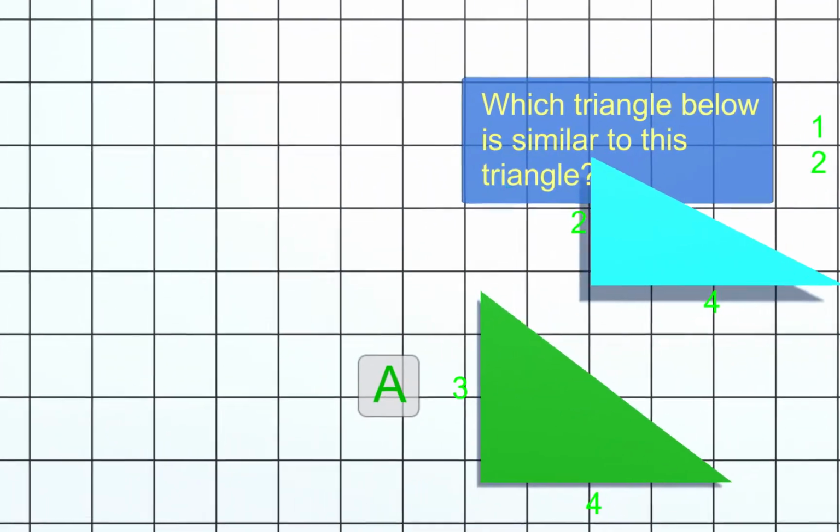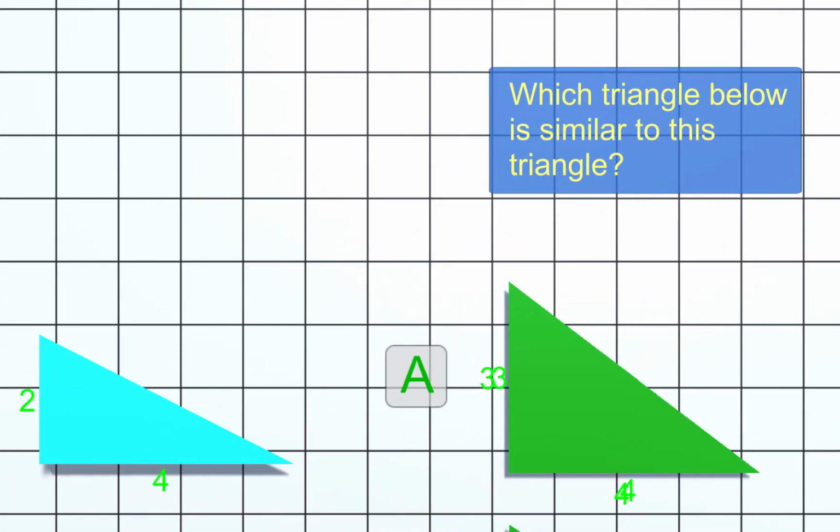Let's take a look at our options and see if we can find a match. Triangle A has a ratio of 3 over 4. We can't simplify this fraction to 1 over 2, so this isn't a match.